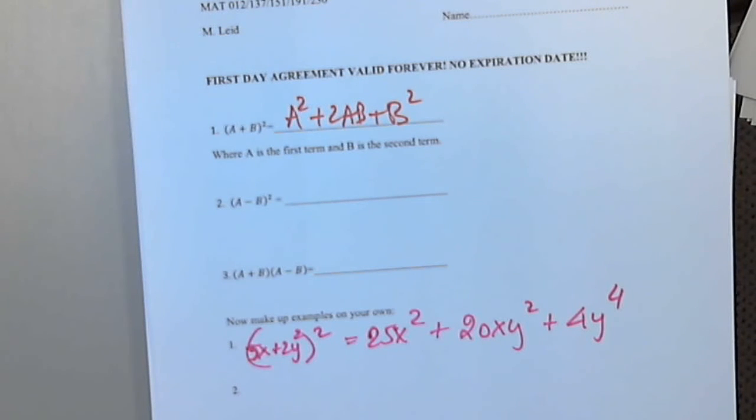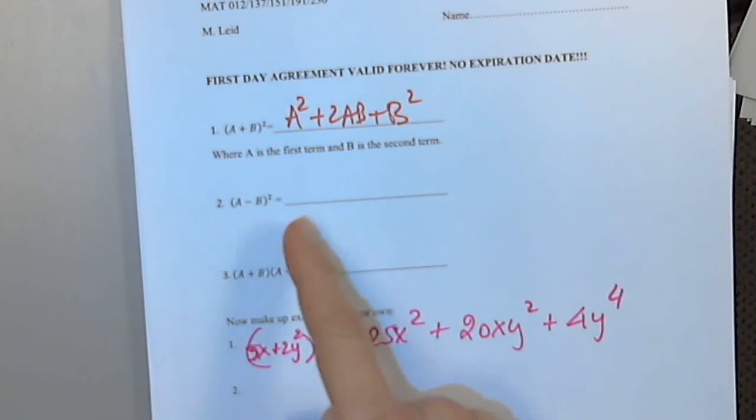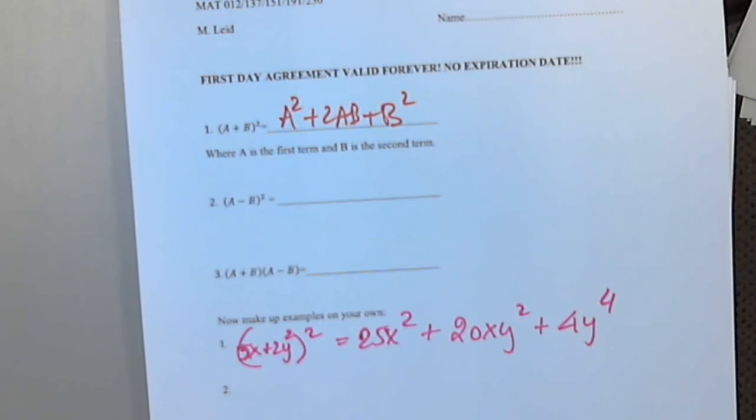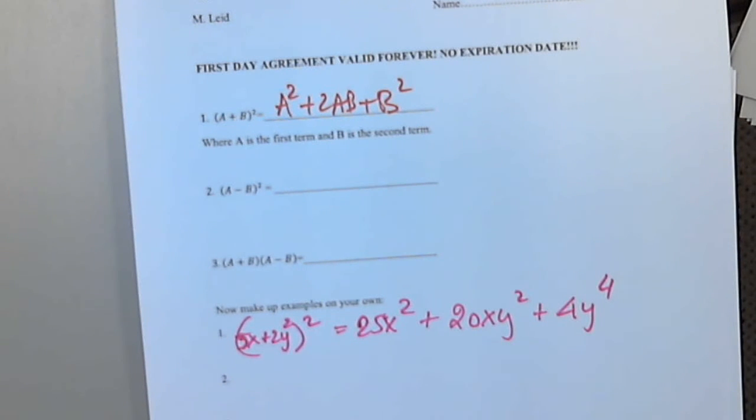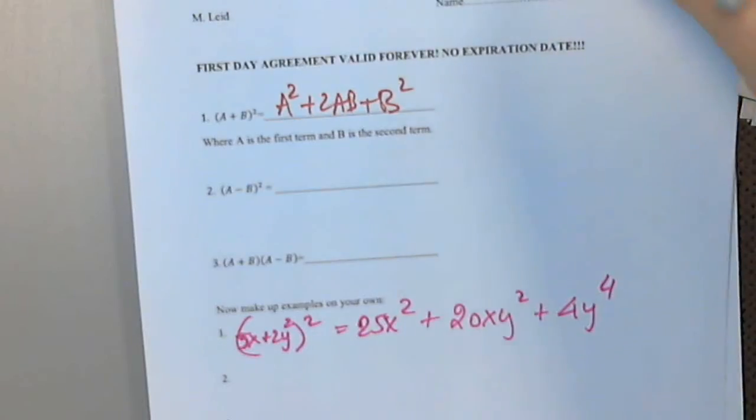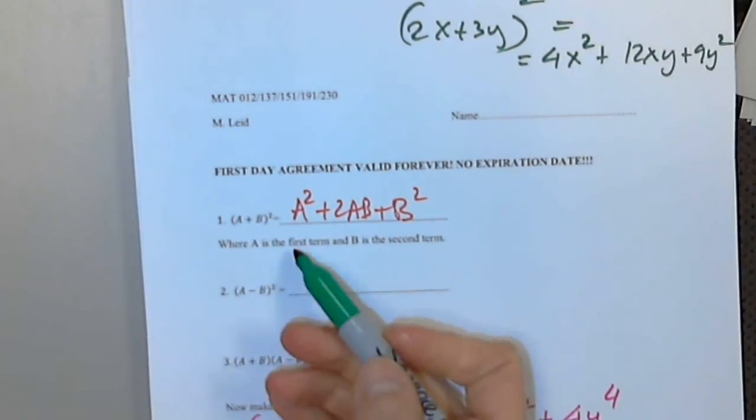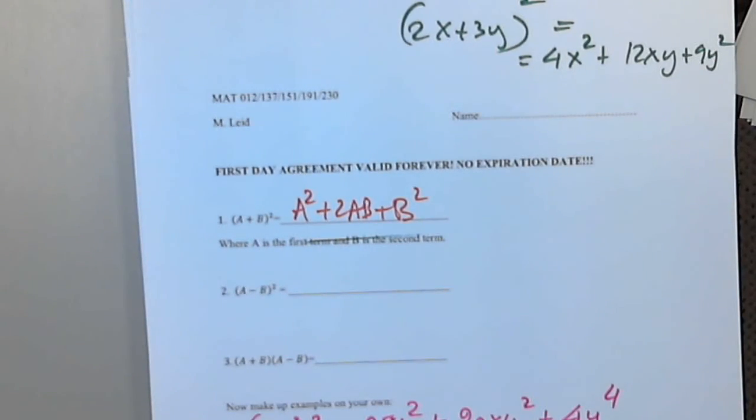But first thing you have to remember is the pattern. First term plus second term, everything squared. First term squared plus twice the first times the second plus the second term squared. You can do this. Okay, what about the second one? What do you think is different with the second one?